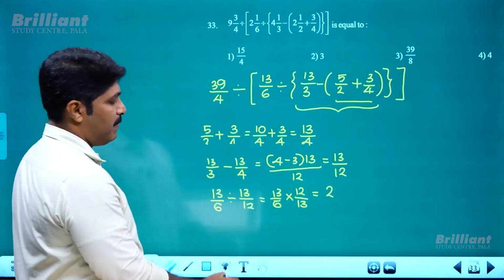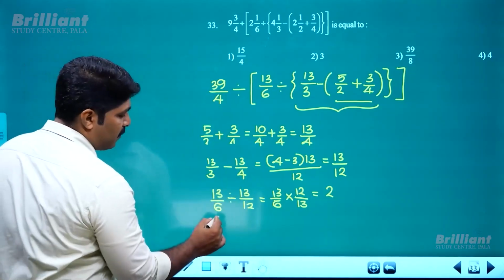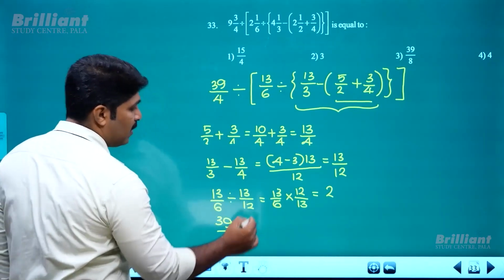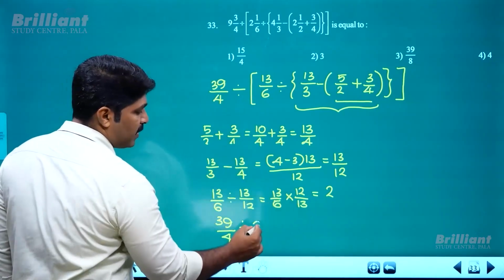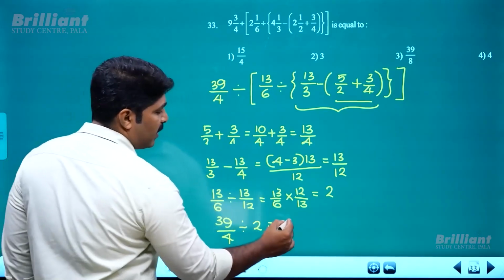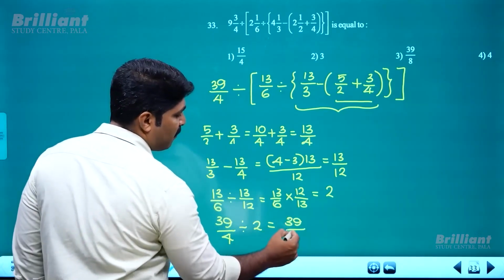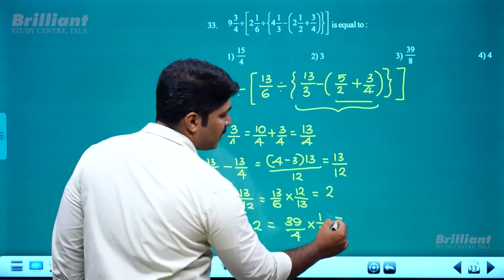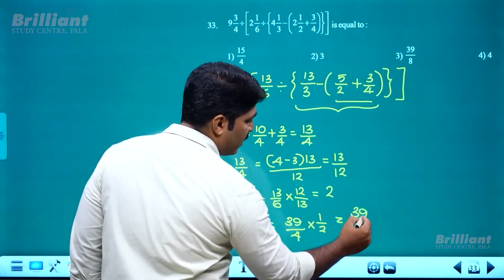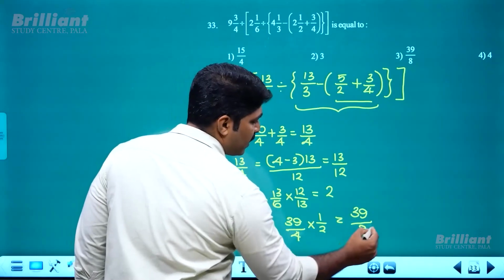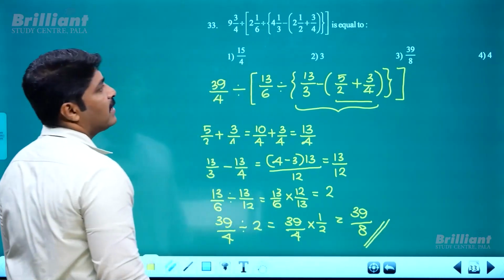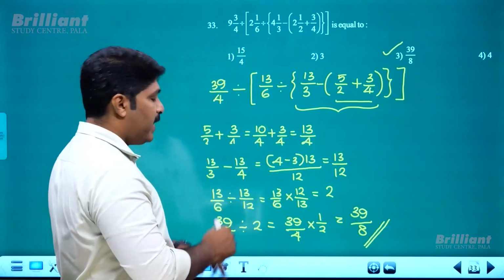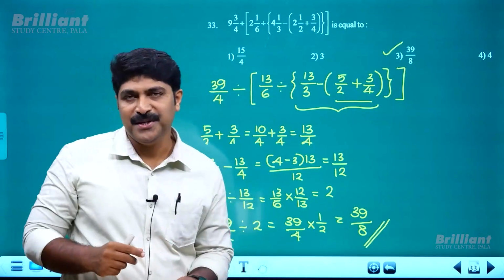And the final step: 39 by 4 divided by, so this value we already got as 2. So this is simply 39 by 4 into 1 by 2. So the answer is 39 by 4 into 2, that is 8. Hence the answer is 39 by 8. This is the step-by-step process of the entire simplification here.